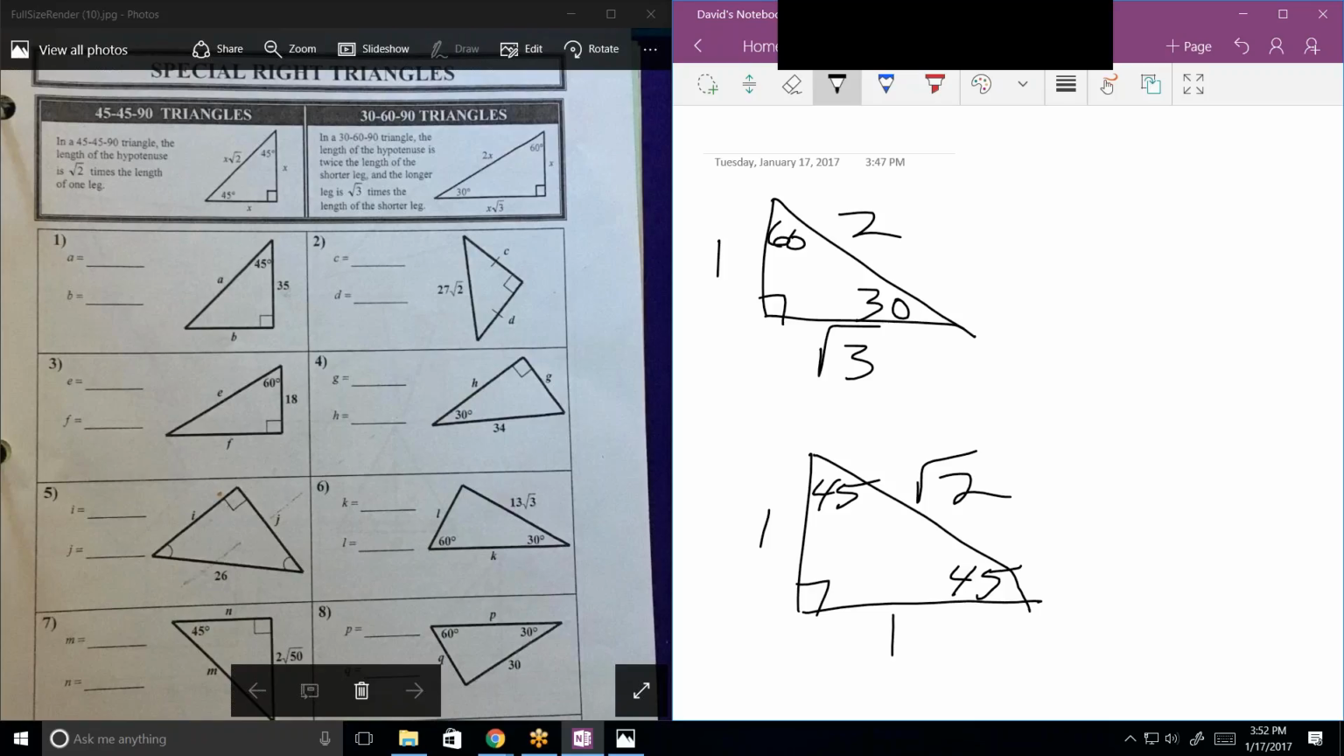Notice that without the x, that's what I've drawn. 1 is opposite the 30, root 3 is opposite the 60, and 2 is the hypotenuse. And same with the 45, 45. We have 1, 1, root 2.